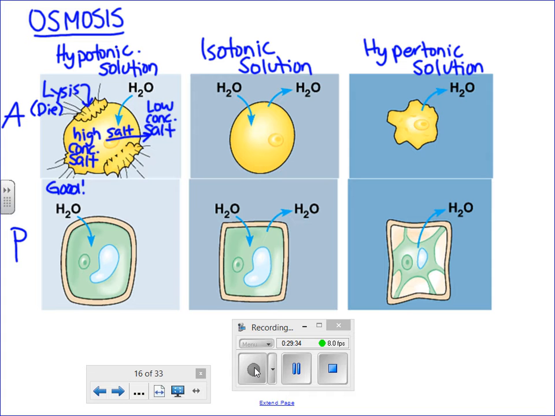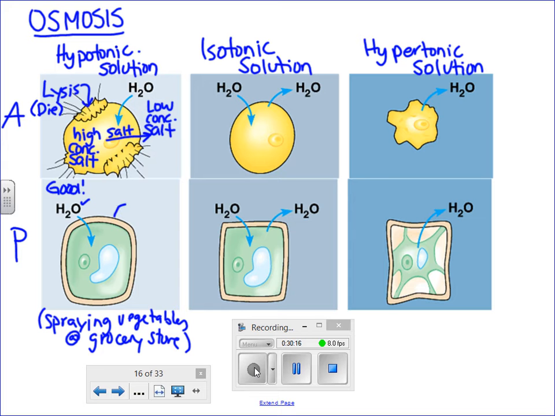I'm going to write the word good here so that you know that plants like this. This doesn't kill them. Now, when you have a plant cell that is in a hypotonic solution, think about spraying vegetables at the grocery store. In the grocery store where there are fresh vegetables, there are little water misters over top of them that are constantly spraying them with water, and this is why they're doing it. When a plant cell is in a hypotonic solution, same thing happens.